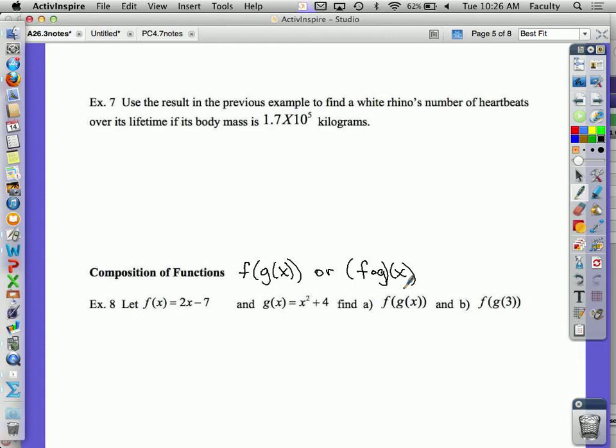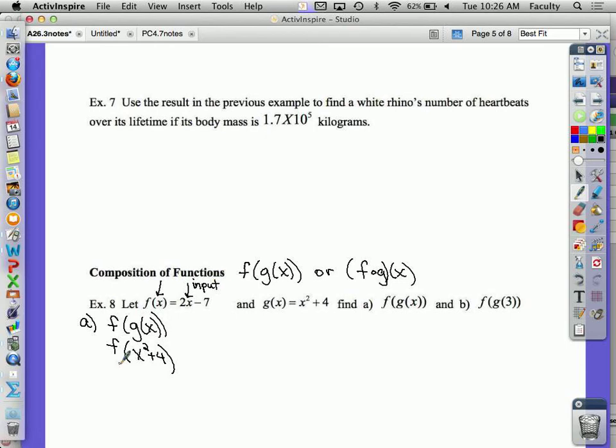So if you look at example 8, it says let f of x equal 2x minus 7 and g of x equals x squared plus 4. In letter A, we want to find f of g of x. So what we were doing with the function machine is we were doing a composition of functions. So the inside is x squared plus 4. Now, if f is the outside function, I don't want you to think of x as the variable x. I want you to think of it instead as input. That's what you're putting into your function.